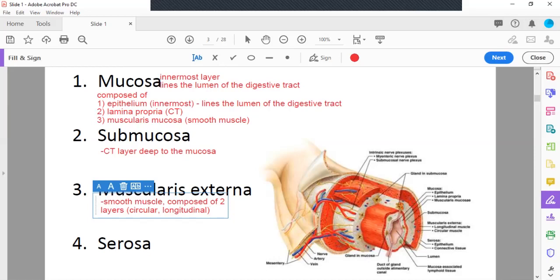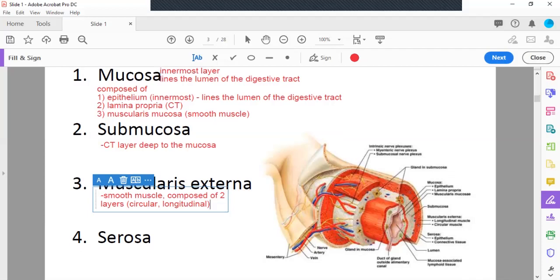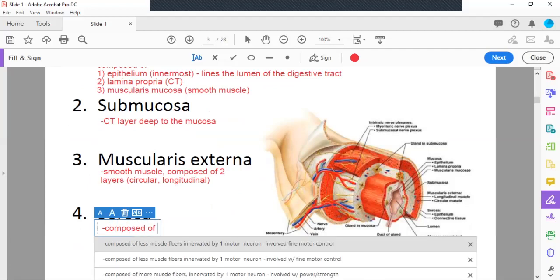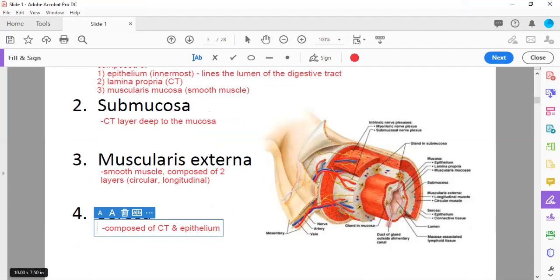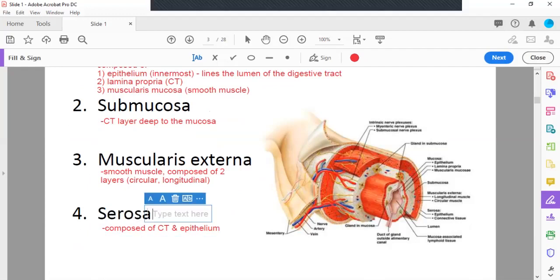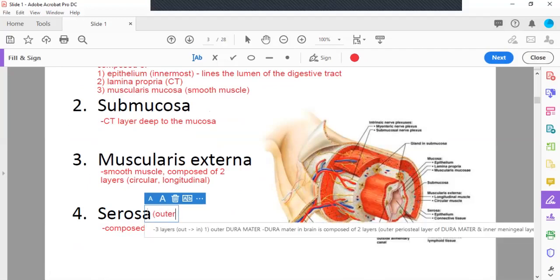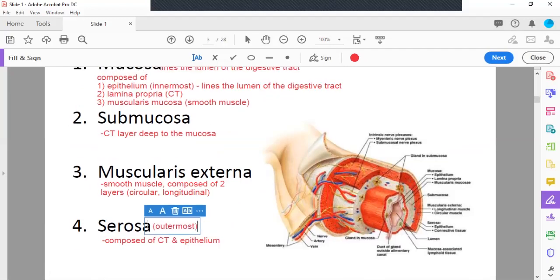And the last one is going to be known as serosa. And this serosa is composed of CT and epi. Right? And this is by far the outermost layer. And this is the outermost.